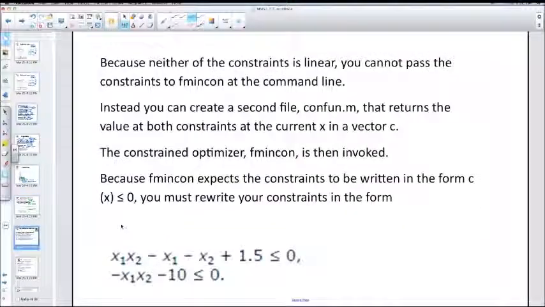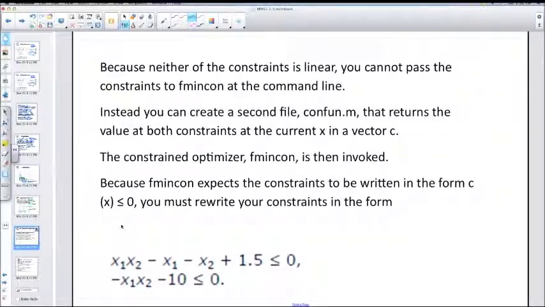So first, you write into canonical form. Everything should be like that, negative. Then you write these two constraints as less or equal. This is the form C. That's step one.